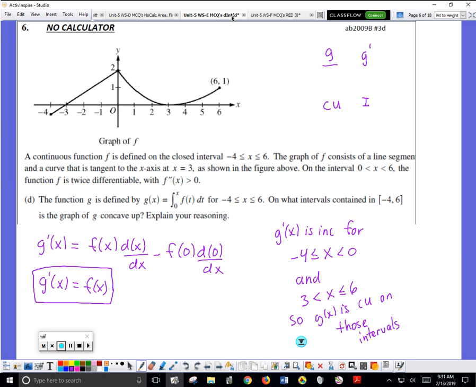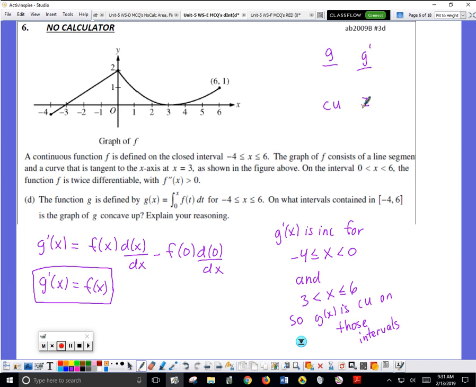Okay, at number 6, they give you an equation for G. They ask on what intervals will G be concave up. So I remember Danica's chart. Danica's chart says G is concave up when G prime is increasing. So my first thought was I'm going to find G prime, see if that helps.